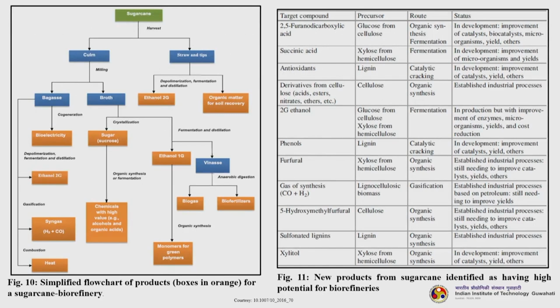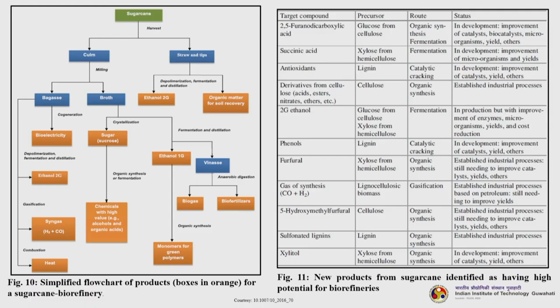So, these are the two figures. You can see that the first one is the simplified flowchart of products. Boxes in orange are products for a sugarcane biorefinery. You start with sugarcane, harvest it, so culm and straw. Let us see the culm part. Milling, you get bagasse and broth. From bagasse to bioelectricity.